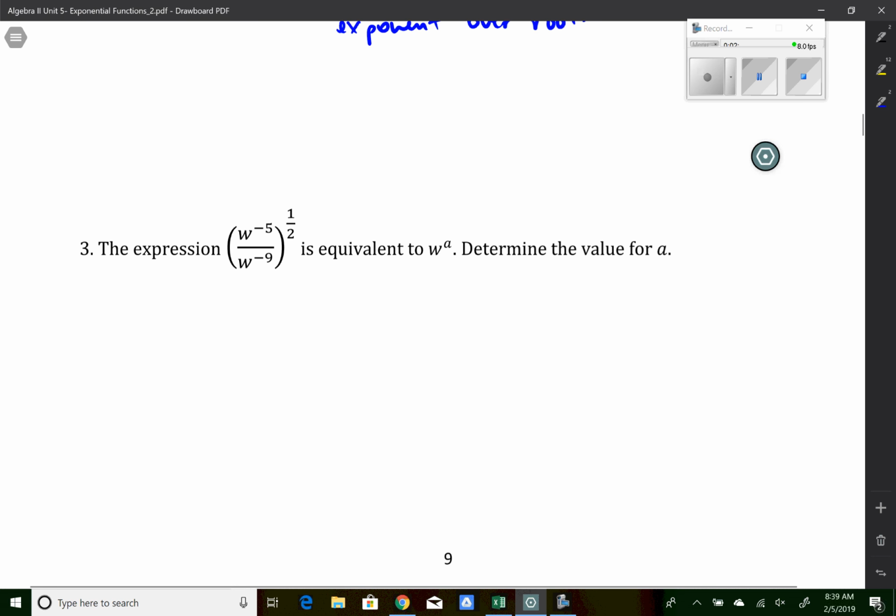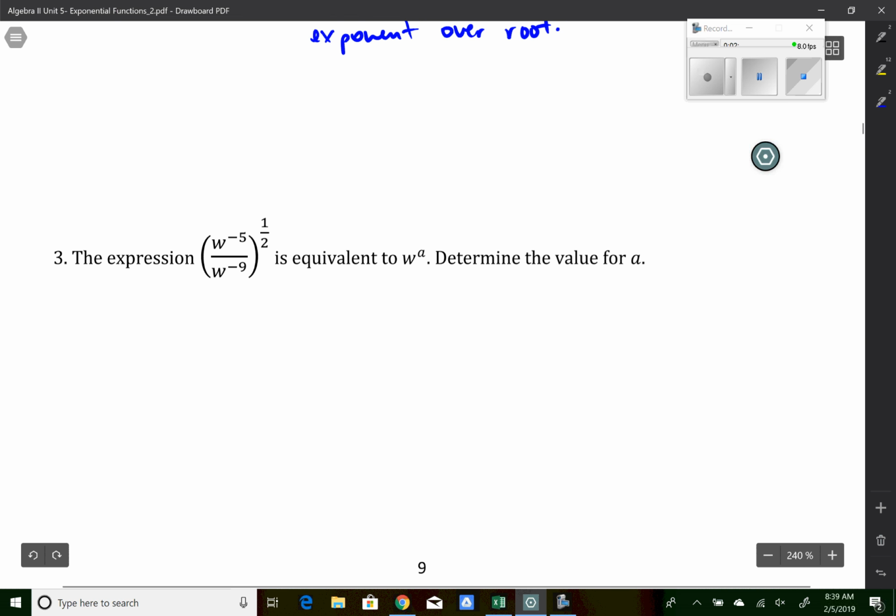Number 3 says to rewrite this expression and determine what a is. So just like we did in lesson 1, I'm going to deal with what's in the parentheses first. So if I subtract my exponents, I'm going to get w to the 4th power all to the 1/2 power. Because -5 minus -9 becomes a positive. So then if we multiply those exponents together, I get w squared. Therefore, a equals 2.